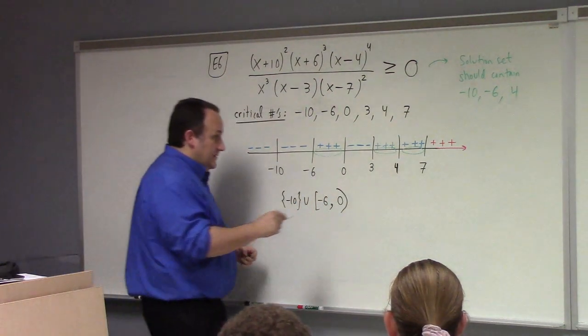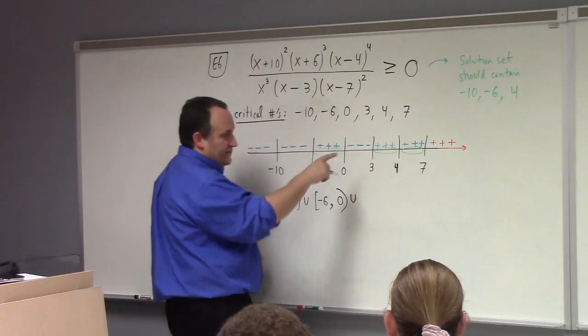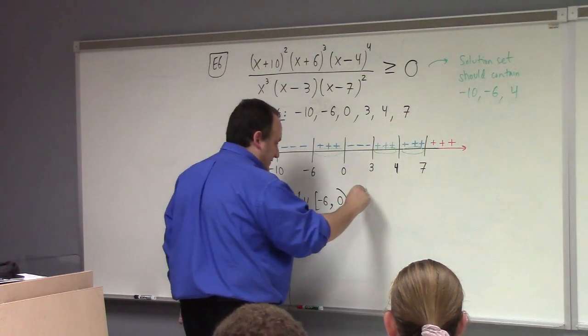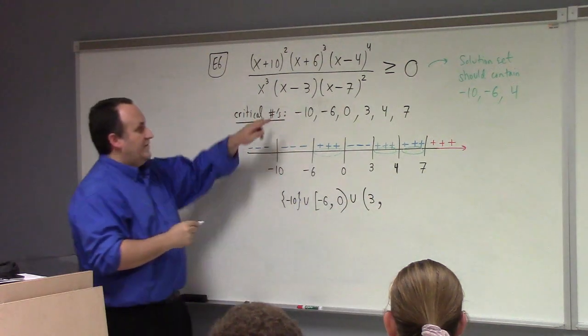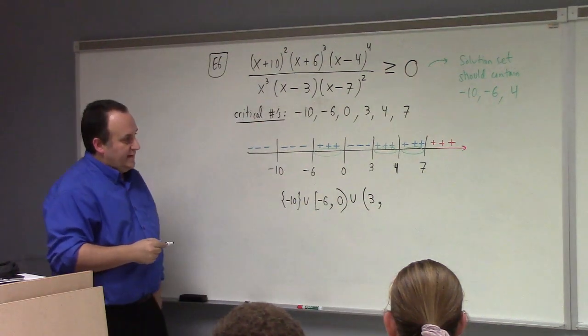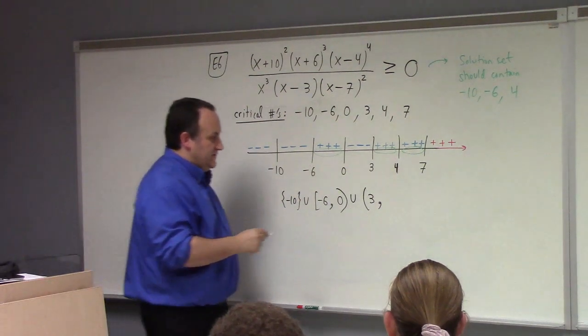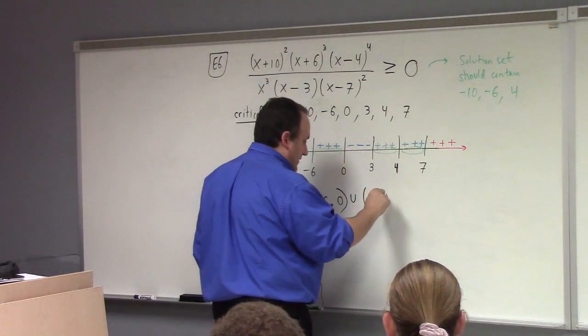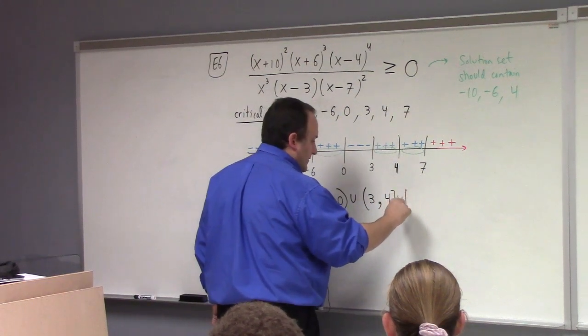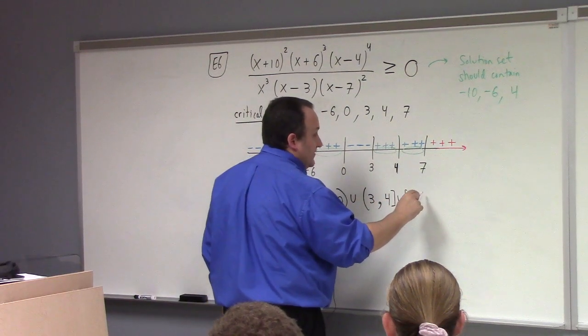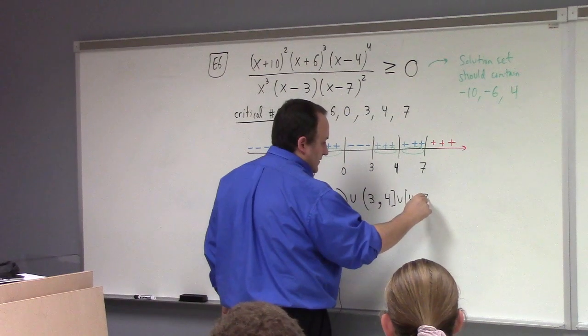Then I take the union with 3. Now, is 3 part of the solution? It is not, because again, you got division by 0 at 3 from this factor right here. That takes us over to 4. Is 4 in the solution set? It is. And then I take the union with 4 to 7. Is it in the solution set? It is not.